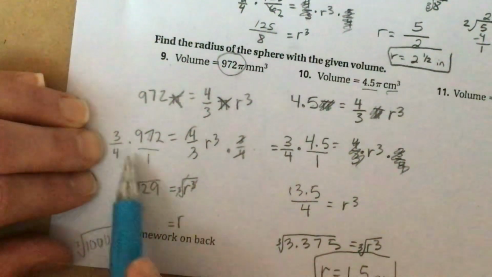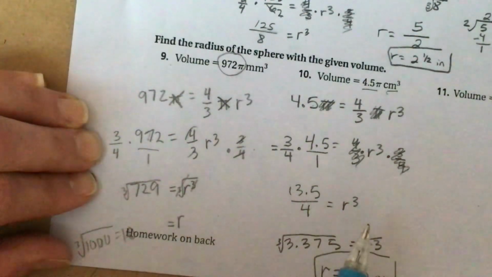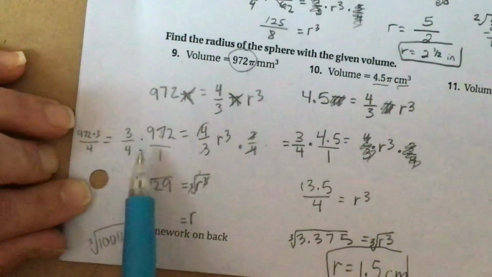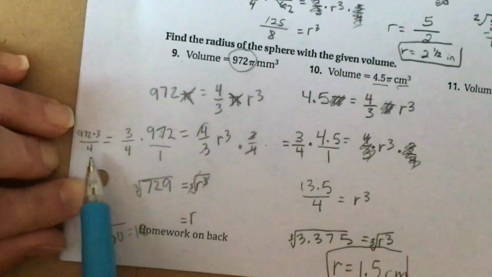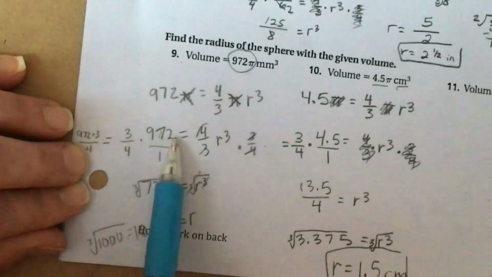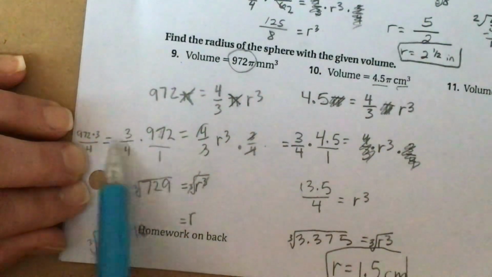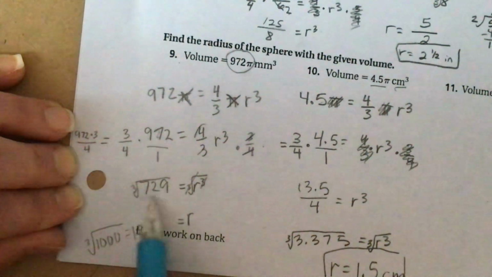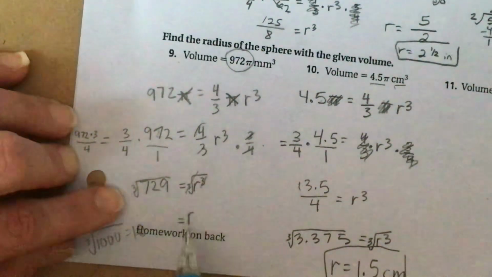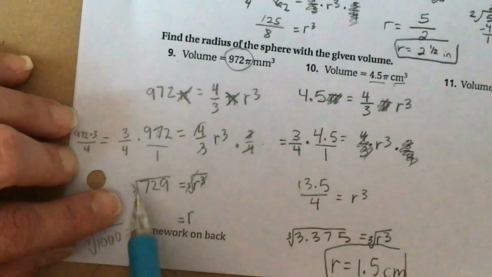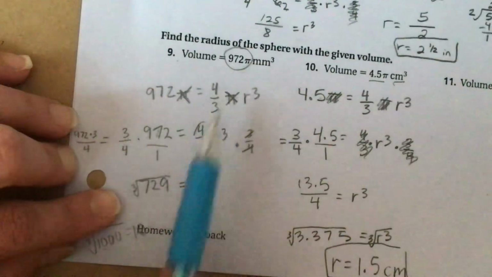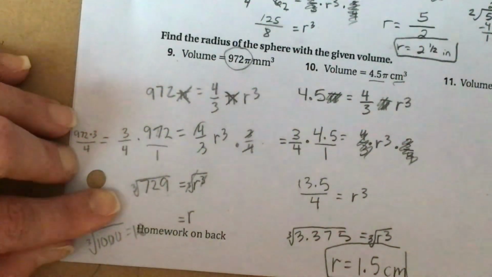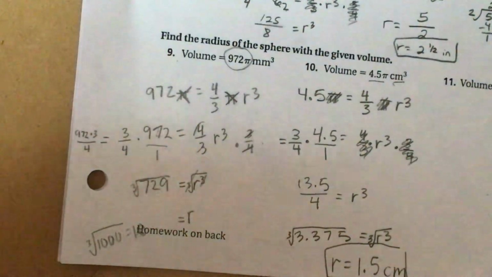And what you do to one side, you do to the other. Okay. You can multiply straight across. You could have cross reduced, probably. And then you end up getting, when you multiply 972 times 3, and then divide by 4, you get 729. That happens to be a perfect cube. And so I'm going to have you practice that. I think this is one of your homework problems. So you can practice putting that in your calculator to get the radius. All right?